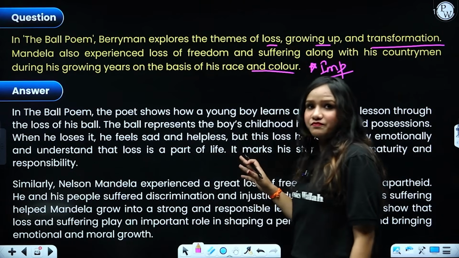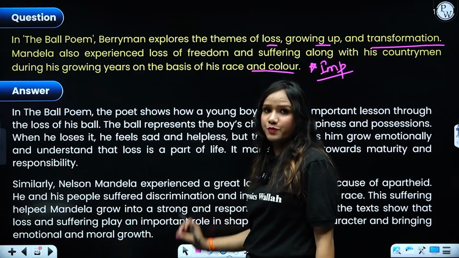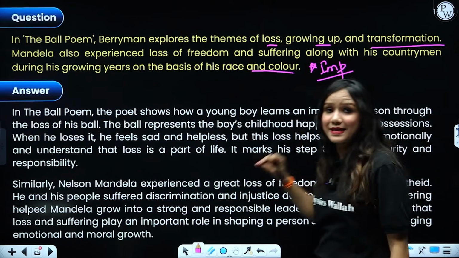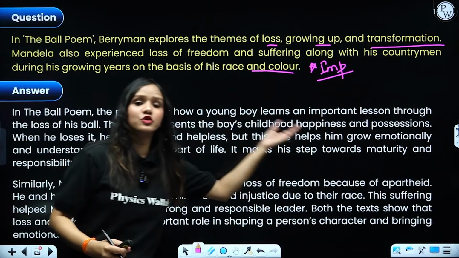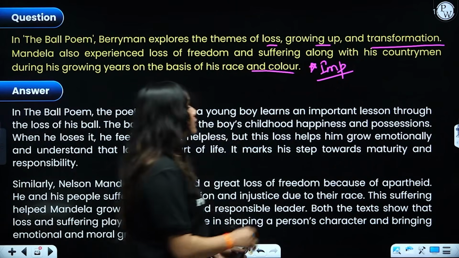So what happens? Let's see. Two lessons, one theme: freedom, sense of responsibility. This is how in the whole poem the poet shows how a young boy learns an important lesson when he loses something, just like he has lost his most important, most loved possession, that is the ball. The ball here represents the boy's childhood happiness and possession.